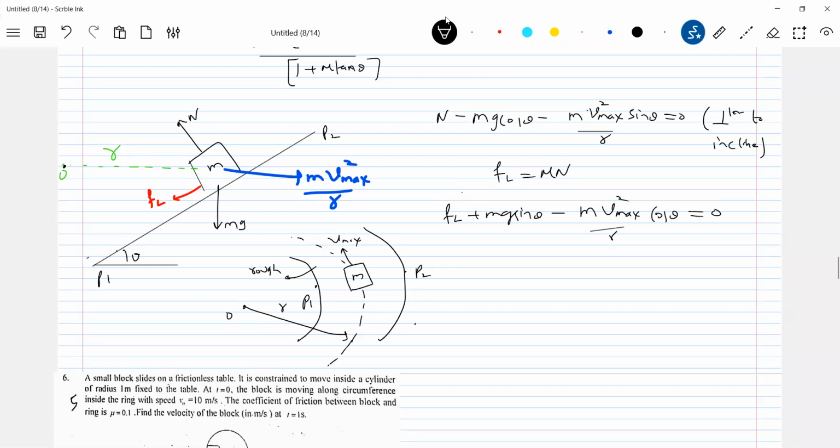Solving all these three equations, we'll get V max equal to root over gR into tan theta plus mu over 1 minus mu tan theta. You see that the same set of equations what you came across there.